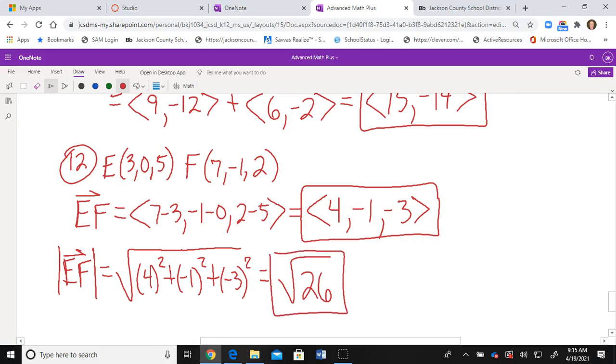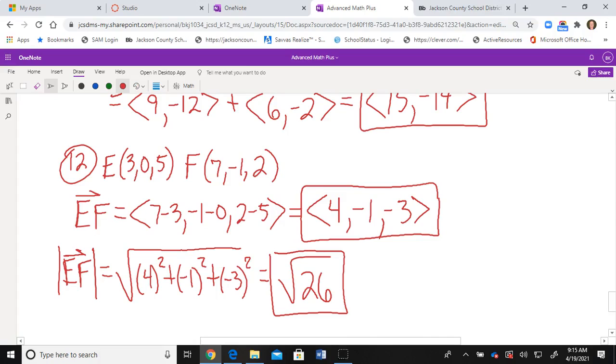You can mess up on this so easy. I know, it's so simple. 26 would reduce to 2 and 13, and neither one of those repeat. So you just leave it as square root of 26. All right. Everybody good on 12?